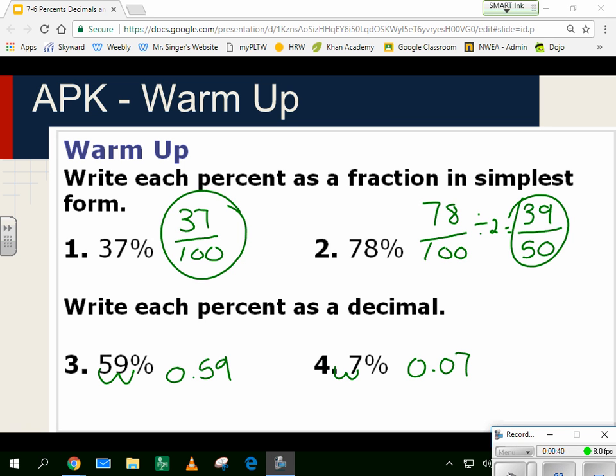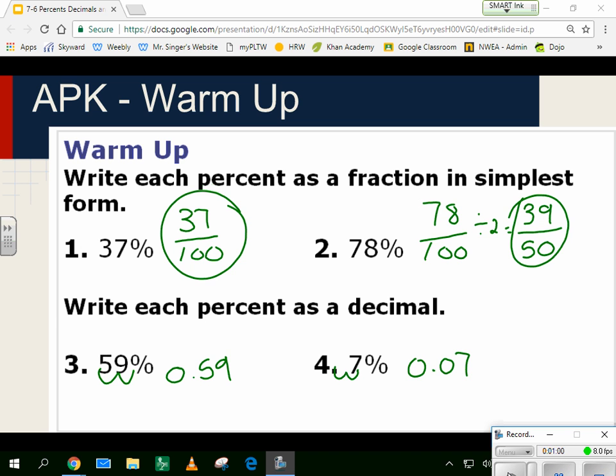For number one, you can't simplify 37, so it's 37/100ths. But for number two, 78 can be divided by 2 to get 39/50ths. For number three, I moved the decimal twice. I got 0.59. And for number four, I still moved it twice, but then I had to put a 0 in there as a placeholder for 0.07.